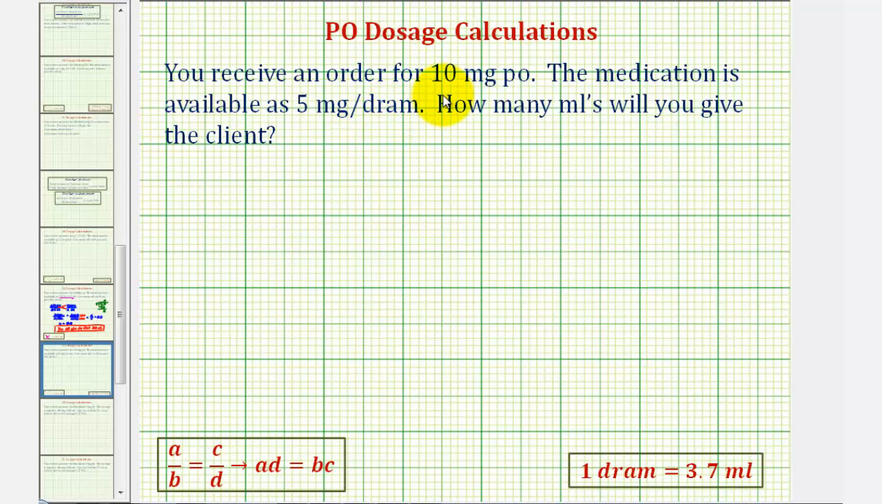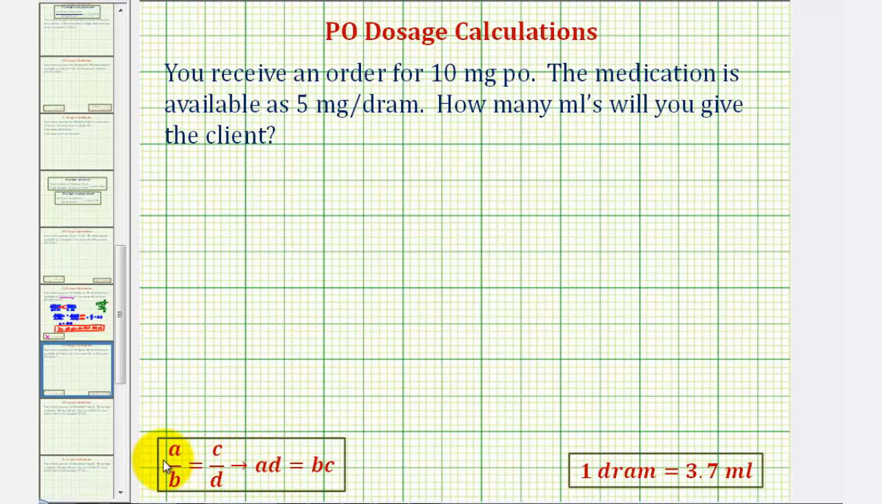You receive an order for 10 milligrams PO. The medication is available as 5 milligrams per dram. How many milliliters will you give the client? We'll solve this problem using a proportion, which is formed by setting two rates or ratios equal to each other, as we see here below.